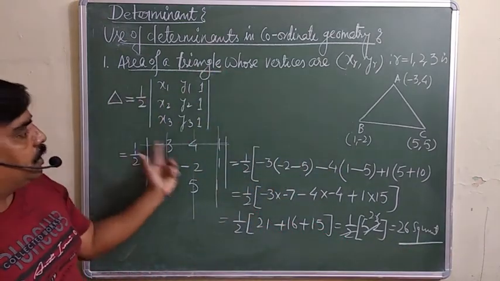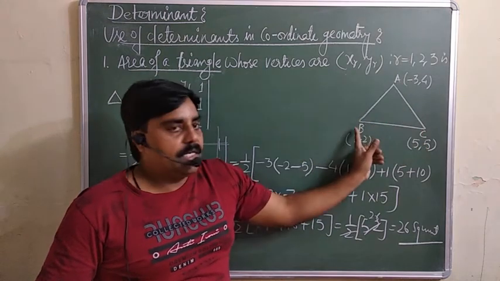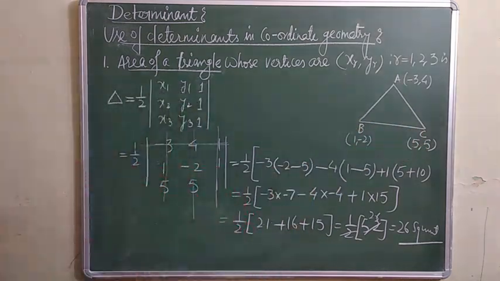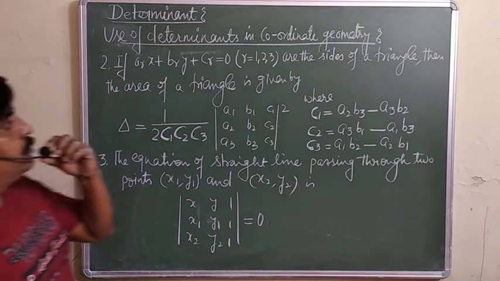So by using the determinants, you can find out the area of any triangle if the vertices are given. Have a look. Now the second one is there.